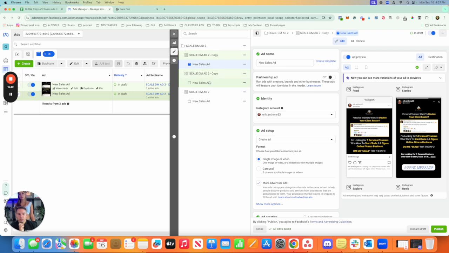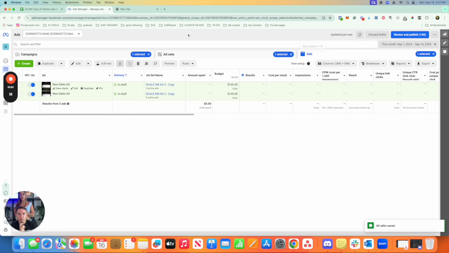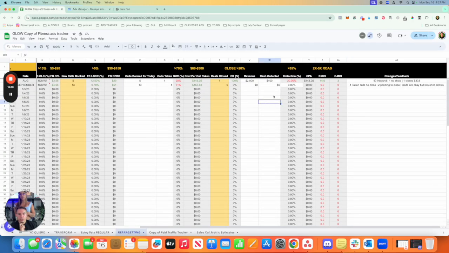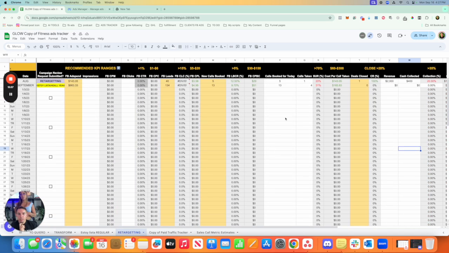Yes. The one that is this color means it's already running. You don't want to delete it, because then you're going to delete the old one that's currently performing well. This one. Okay? So that's how you guys scale.